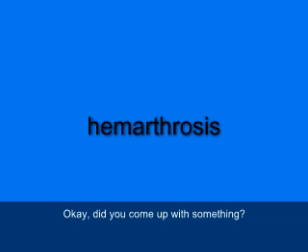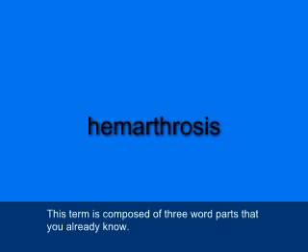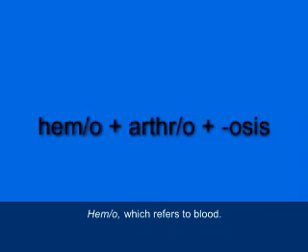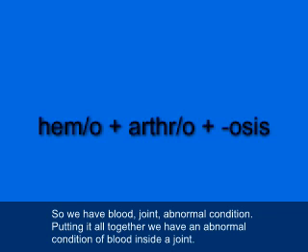Okay, did you come up with something? Hemarthrosis is the abnormal condition of blood in a joint. This term's composed of 3 word parts, which you already know. Hem/o, which refers to blood. Arthr/o, which refers to joint. And osis, which means abnormal condition. So we have blood, joint, abnormal condition. Putting it all together, we have an abnormal condition of blood inside a joint.